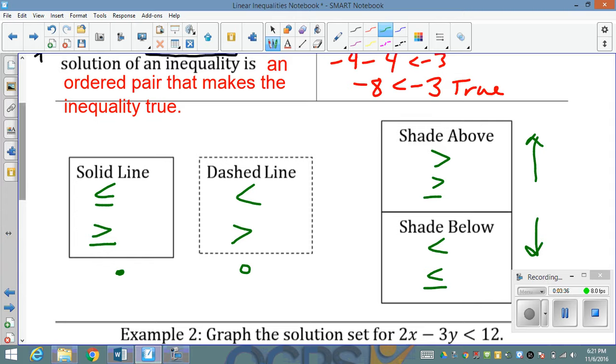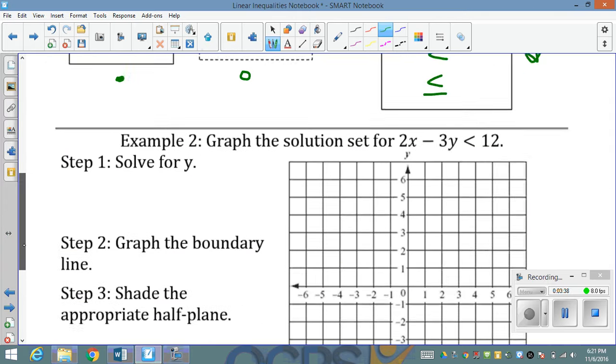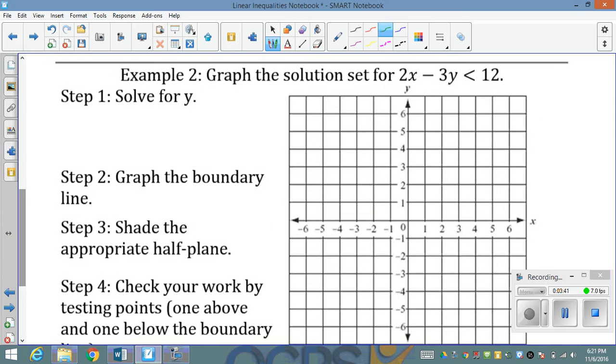Let's take a look at our first example. And it's going to be a little different than the examples we've been doing in class the last couple of days because this one is in standard form. We want to graph the solution set for 2x - 3y < 12. So we're not in slope-intercept form. Our steps are still the same, except we have to add in solving for y.